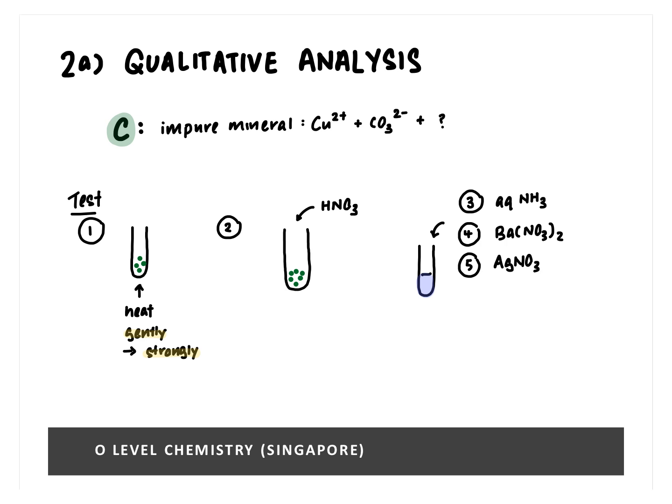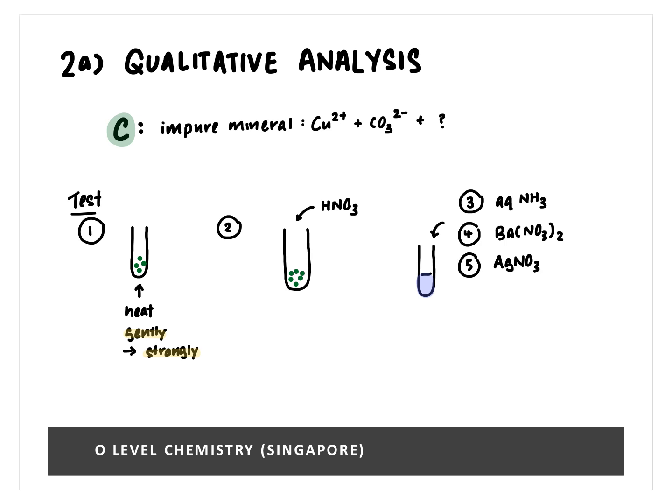For tests 3, 4, and 5, this is your standard QA test. Test number 3, aqueous ammonia, is to test for cations. We already know that it's copper, so you will have a blue ppt soluble in excess to give a dark blue solution. Test 4 is the test for sulfate. If you have done it correctly, you shouldn't see any ppt. So that concludes that sulfate is absent.